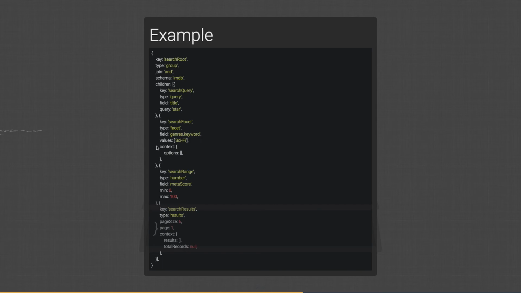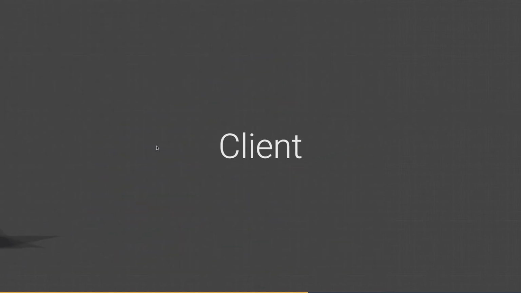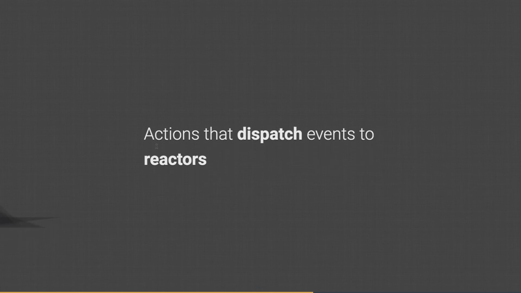So the next part is, all right, great, I've got one thing that will go and get all the results for me. How do I then intelligently say only part of the tree updates, which is really why we set out to start this? That's where the client comes in. The idea of the client is that you have actions that dispatch events to reactors. If you're familiar with Redux, it's really similar. You say, I'm performing an action, like checking a box. You then dispatch that action, say a mutate action to mutate the value, to the tree.